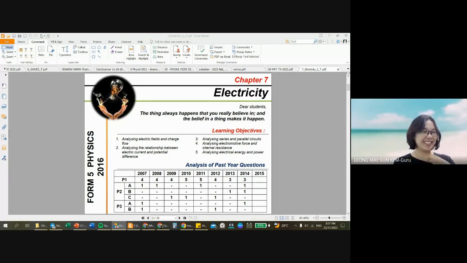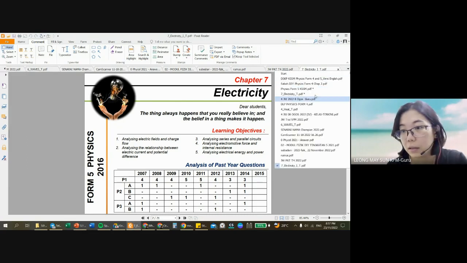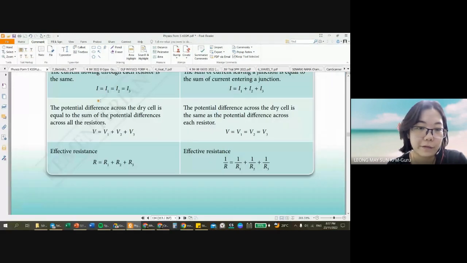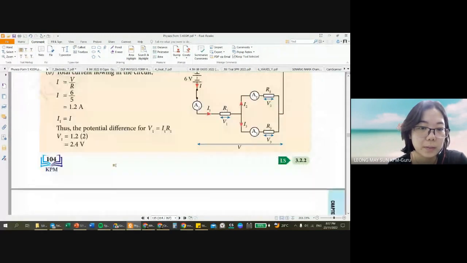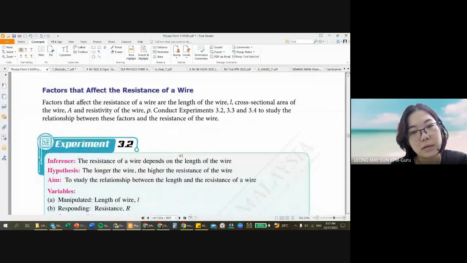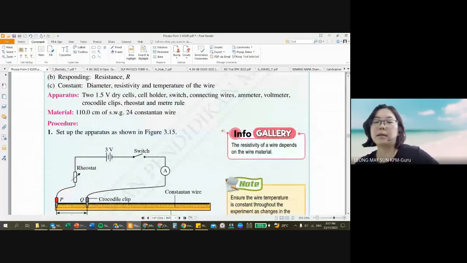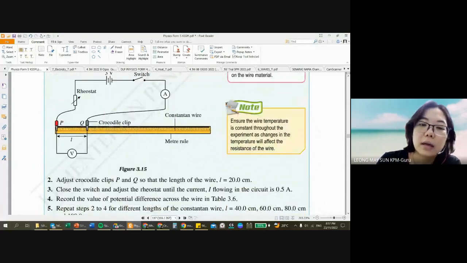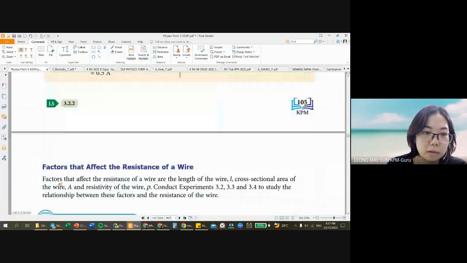So can we continue? Shall we continue? After we talk about electric series and parallel, according to your textbook, after series and parallel circuits is supposed to be factors that affect the resistance of the wire. I'm going to skip this a little bit. We will try to skip it a bit.